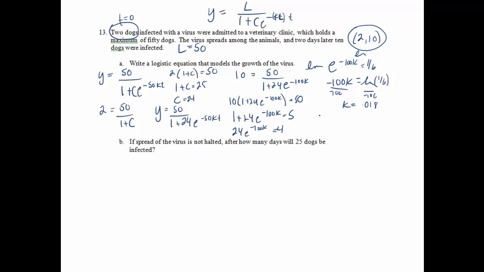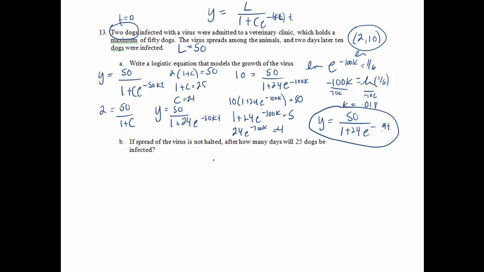So now my final formula will be y equals 50 over 1 plus 24e to the negative k times L this time. If I take my k, 0.018, times my L, which was 50, I will get negative 0.9t. So that will be my logistic equation.